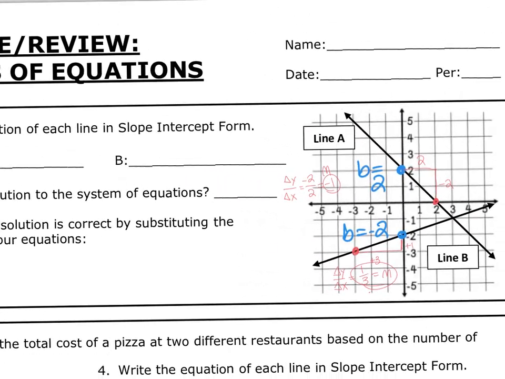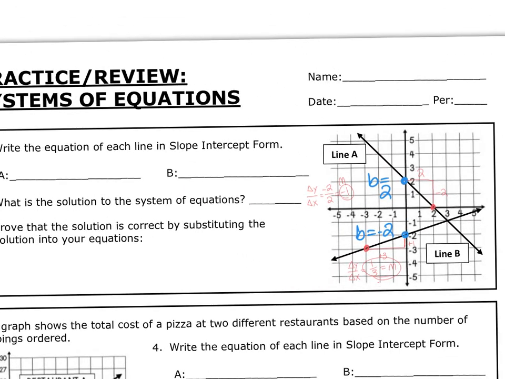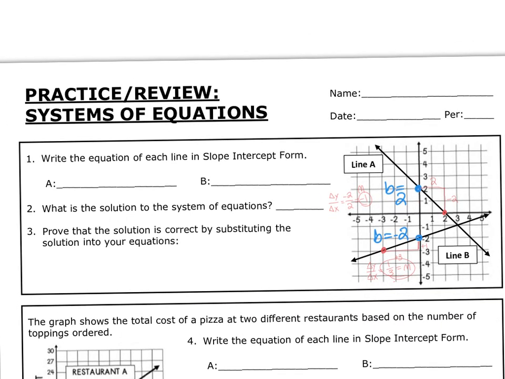So now I know my slopes, I know my y-intercepts. That's enough to write the equations of these lines. Let's see, so line A, I'm going to write underneath here, it has a slope of -1, and it has a y-intercept of 2. Line B has a slope of 1/3 and a y-intercept of -2.